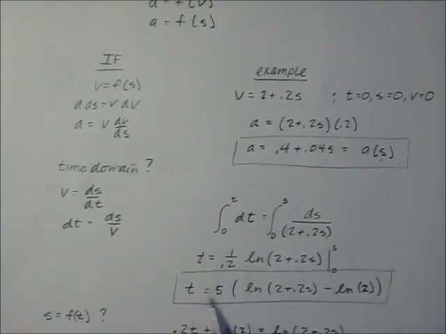If I solve this now for time, I'm going to say that this is 5 times the log of, evaluating this side, the log of 2 plus 0.2s minus the log of just 2 when s is equal to 0, and so I get that.